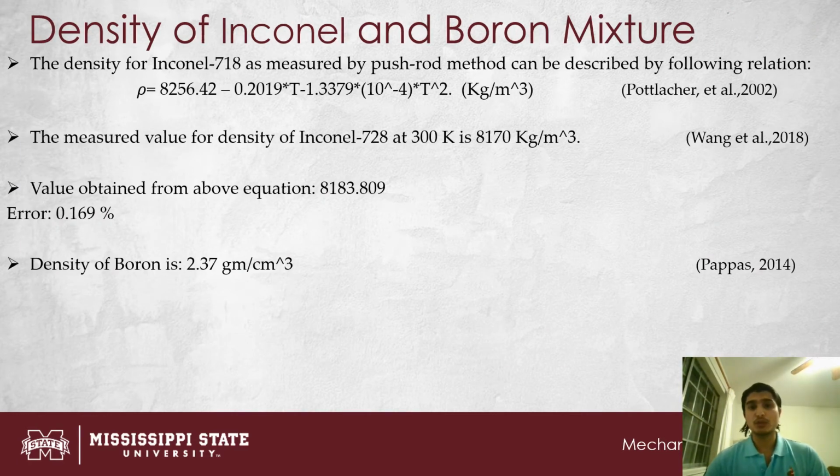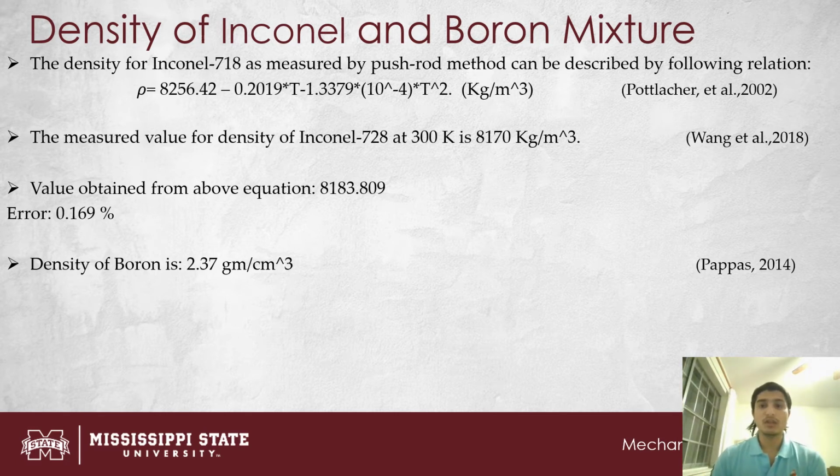Density of Inconel and boron mixture. The density of Inconel 718 measured by the push-rod method was found to be a function of temperature, as shown here, and the measured value for the density of Inconel 718 is 8170 kg per meter cube.